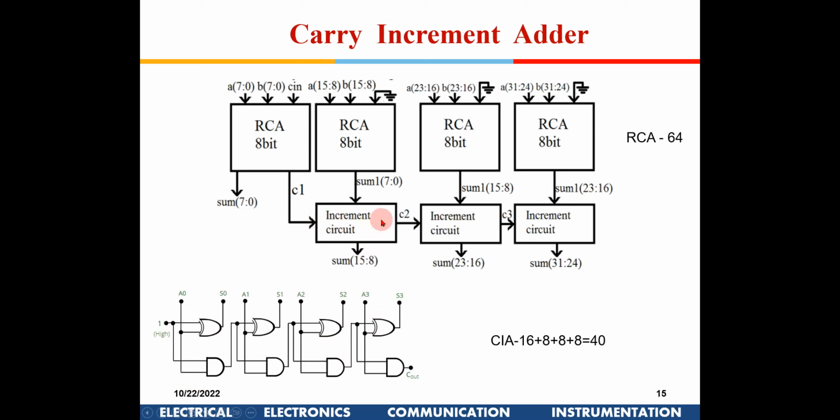So this increment will have 8 gate delays, this will have 8 gate delays, this will have 8 gate delays. So if I add 8, 8, 8 out here, the total gate delays will be 40 for a 32 bit carry increment adder. Whereas if I have just a pure ripple carry adder, the delay will be 64. So obviously this is an improvement over that circuit, okay. So this is one circuit which is known as carry increment adder.